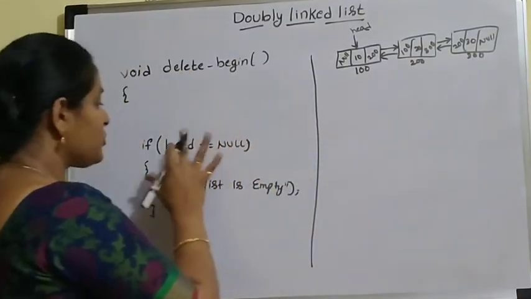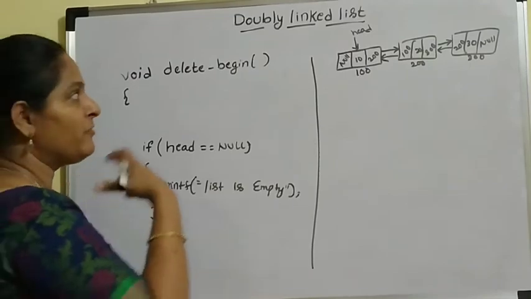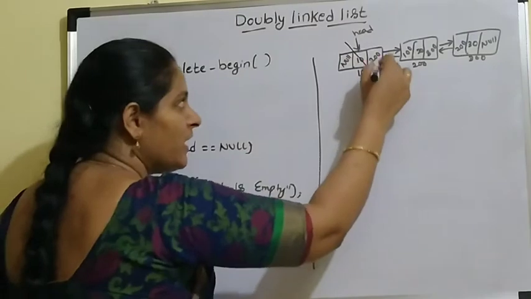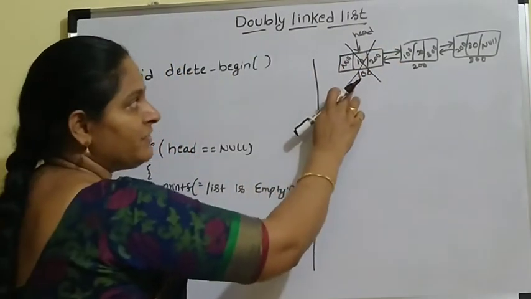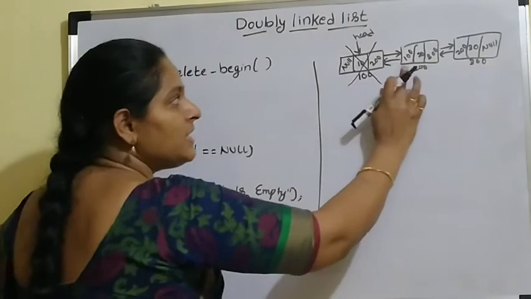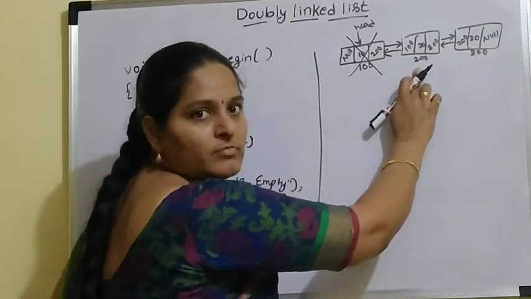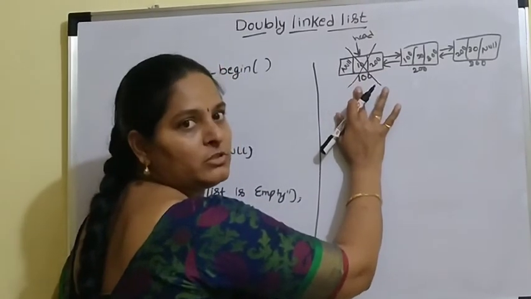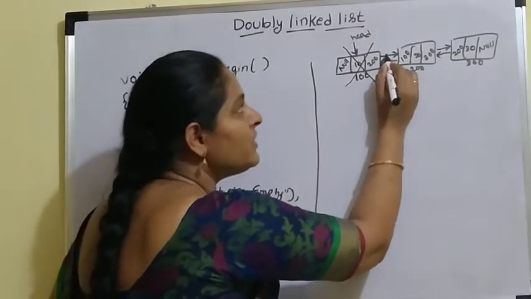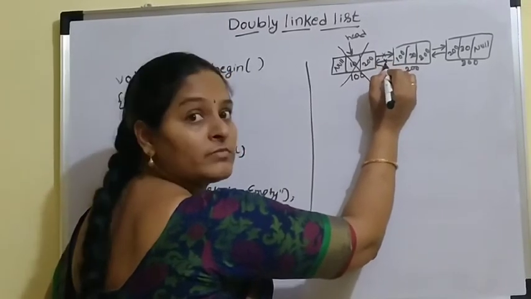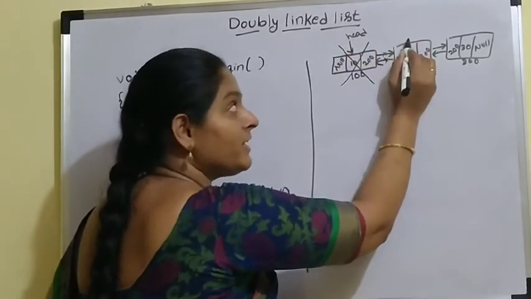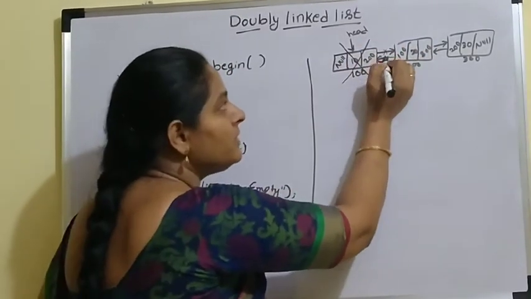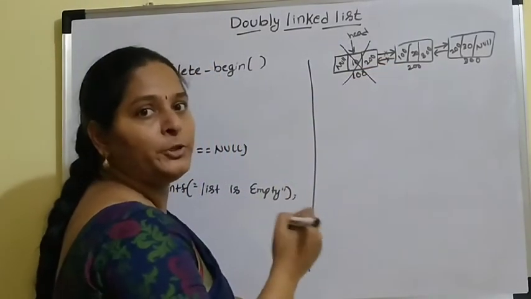Now see, just assume that our list is not empty. Now I want to perform deletion at the beginning position. Okay, the first node I want to delete. Suppose if I delete the first node, automatically the second node becomes the first node. So if you want to delete the first node, directly you should not delete the first node. What we need to do is, first we need to disconnect these two links. Then we need to move the head pointer to the next position. Then disconnect these two links. These are the 3 things we need to do.